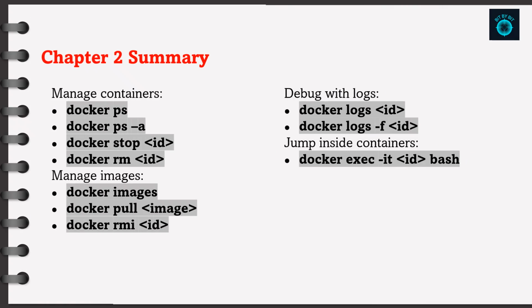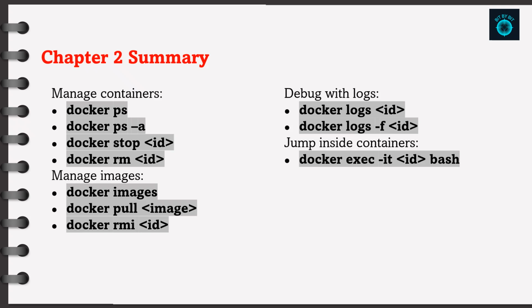Let's review what we learned in Chapter 2. We started with container management. docker ps shows running containers. docker ps -a shows all containers, including the stopped ones. docker stop stops a container. docker rm removes it completely.